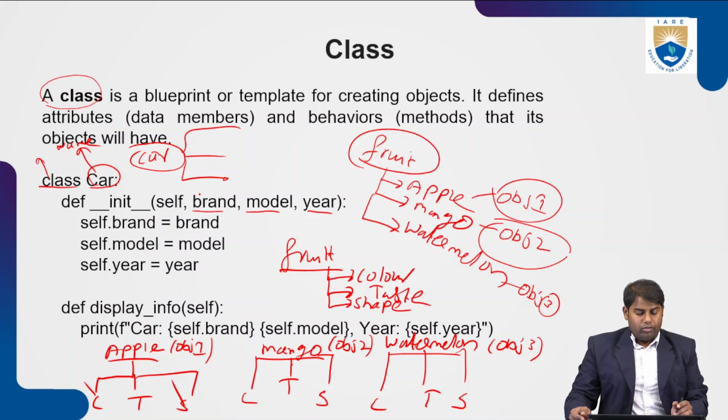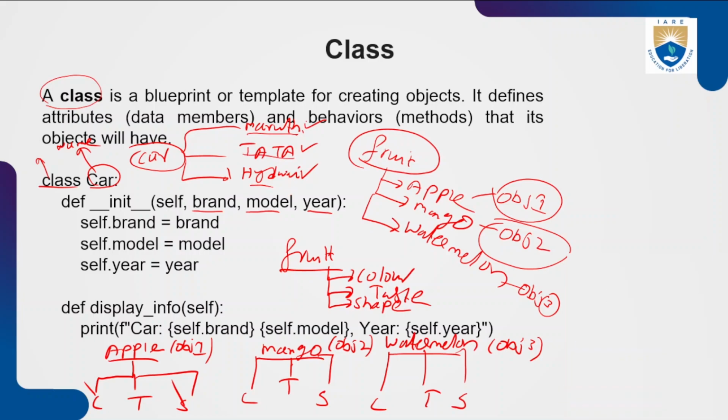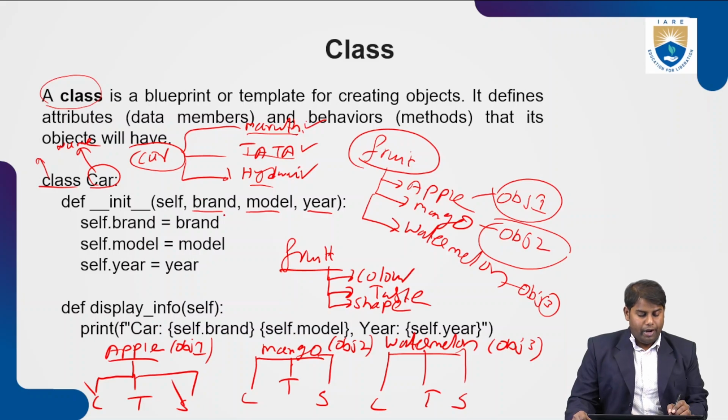So let us take Maruti. This is one brand. Let's say Tata. This is another brand. Let's say Hyundai. This is another brand. So let's say you have brand 1, brand 2, brand 3. The meaning is object 1, object 2, object 3. For these we have the features: basically the brand, the model, and the year.